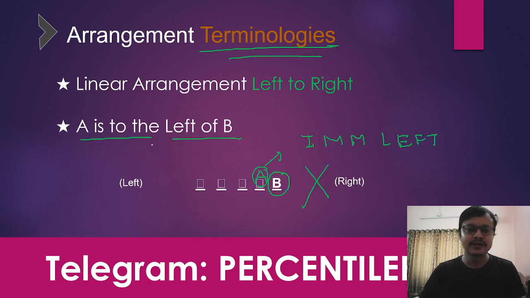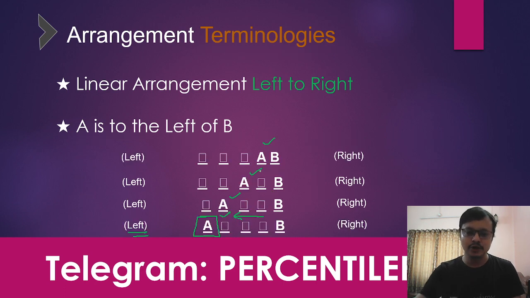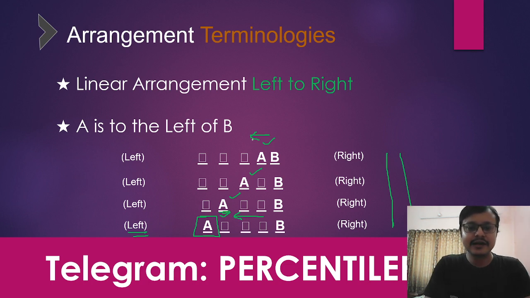Never assume that just because it's mentioned A is to the left of B, A will be to the immediate left. It is possible that A is to the immediate left, but it's also possible in the other scenarios, for example here where A is 3 places to the left. So whenever they say A is to the left, all it means is A is in this direction with respect to B. Is that clear, everybody?